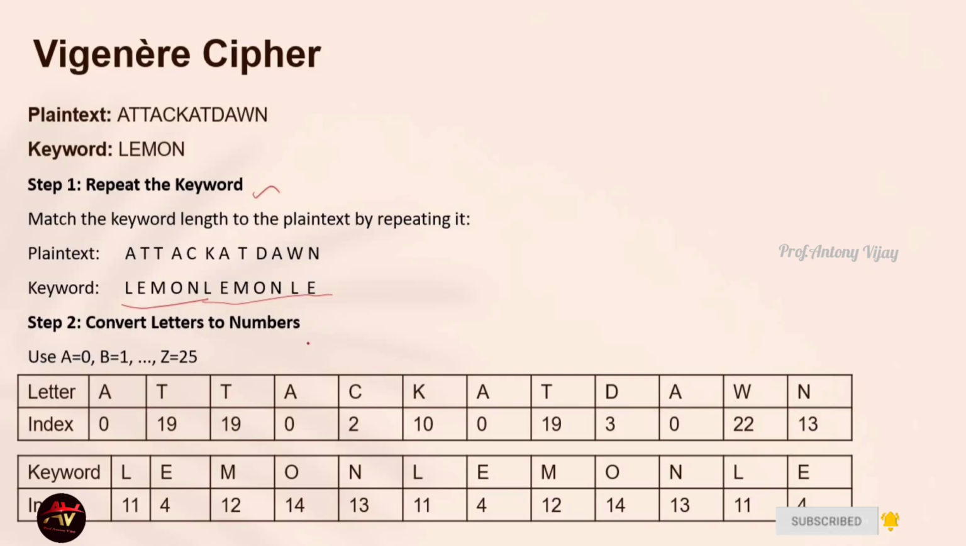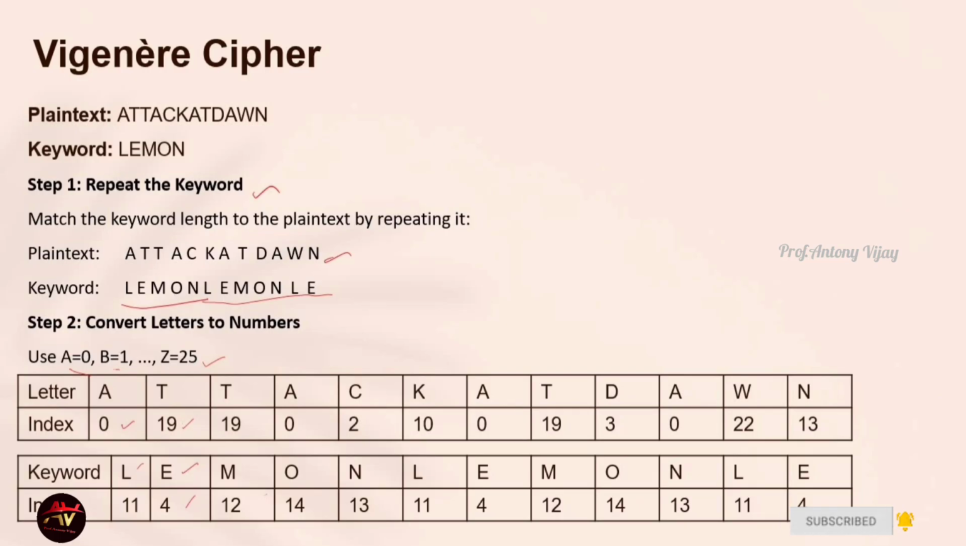Then we have to convert the letters into numbers. As usual, we start A with 0 and B with 1 and end with 25. So we have to assign values for each letter. A equals 0 and T equals 19. Likewise, we apply it for the plain text. After that, we apply it for the keyword LEMON. So L is 11 and E is 4, M is 12. Likewise, this process continues.